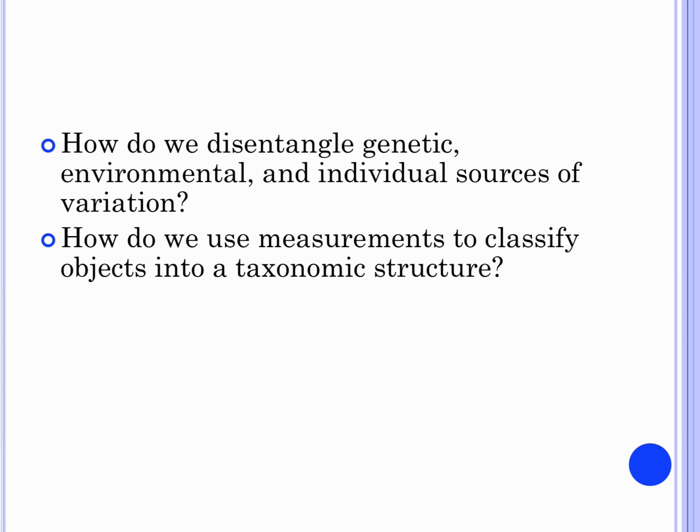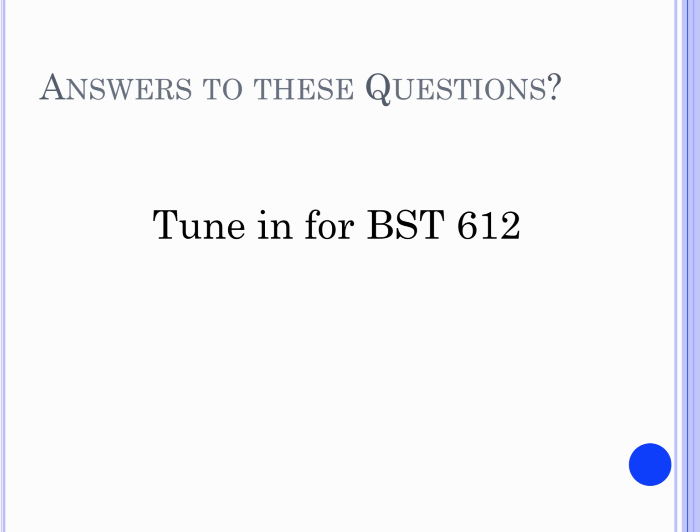What about genetic, environmental, and individual sources of variation when independence assumptions are not met? How can we use measurements there to classify objects into a structure, a nested structure, or a taxonomic structure? We'll address a number of these questions in BST 612.